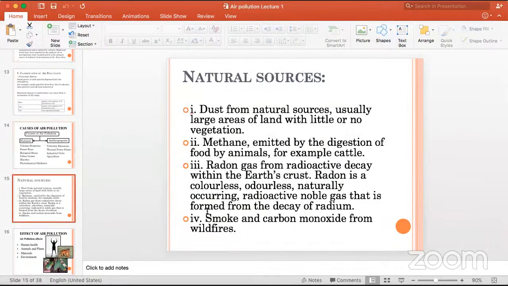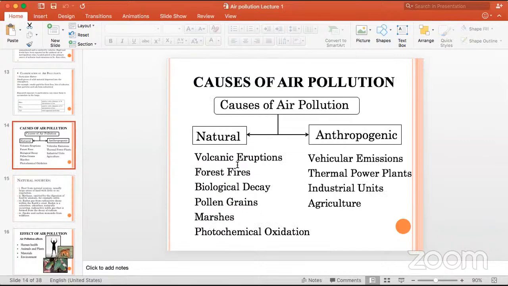But these were all naturally taking place. The Earth could adapt to these. But as soon as there were exaggerated anthropogenic emissions, it has now become a problem. Okay. So remember that air pollution used to take place naturally also, but the real problem started when there were exaggerated, increased amounts of anthropogenic emissions.